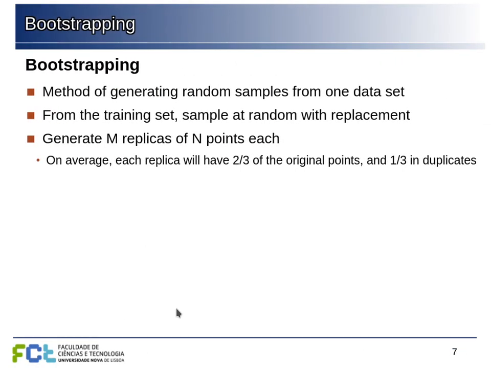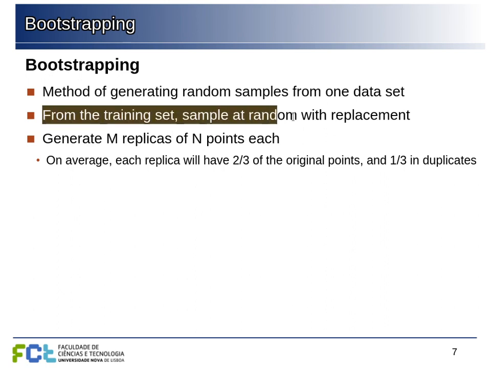Bootstrapping is a method of generating replicas of our data set by sampling from the data that we have. So we have one set of data with n examples, n points, and now we can generate a set of replicas by drawing at random from the sample that we have, from our training data, the same number of points for each replica.